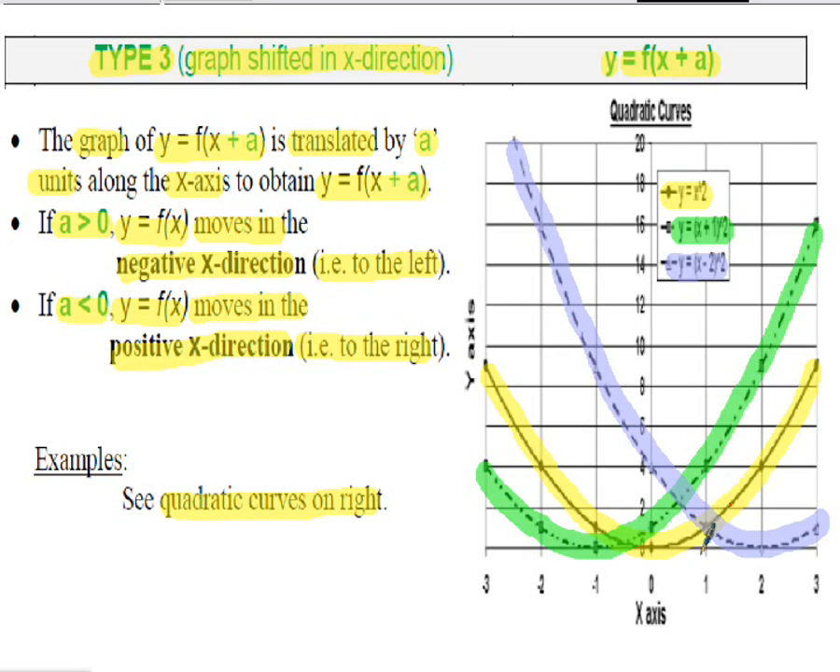So our original quadratic curve has its vertex at 0, 0. That's the y is equal to x squared curve. If we now plot the y is equal to x plus 1 all squared, that has its vertex now at negative 1 on the x-axis. And if we plot the y is equal to x minus 2 all squared, that has the vertex at positive 2 on the x-axis. So a type 3 transformation shifts the curve either along the x-axis to the right or to the left.